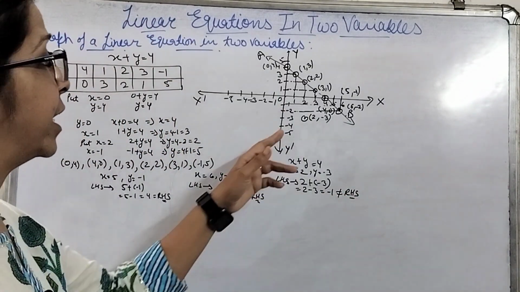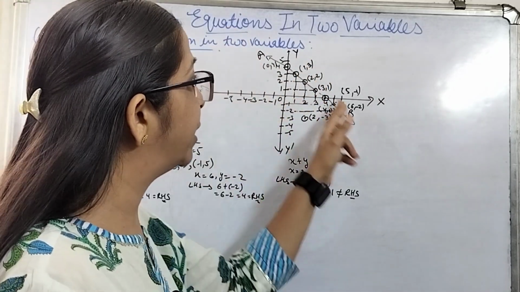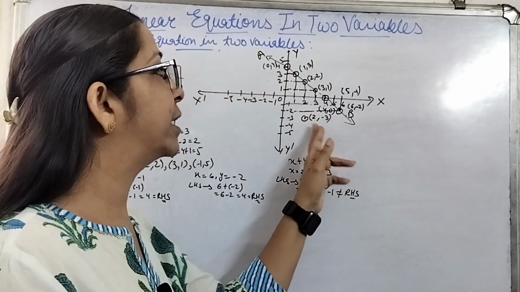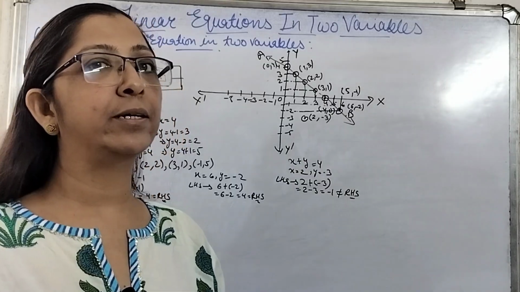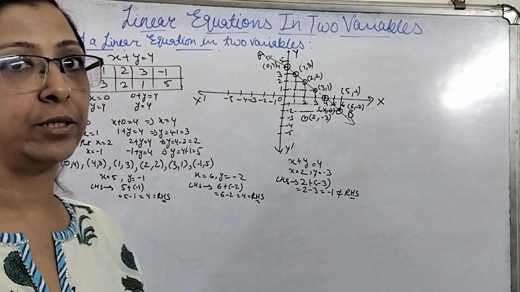That simply means if we take any other point which is not on this line AB, then it is not going to satisfy the equation. It will not be a solution of this given equation.